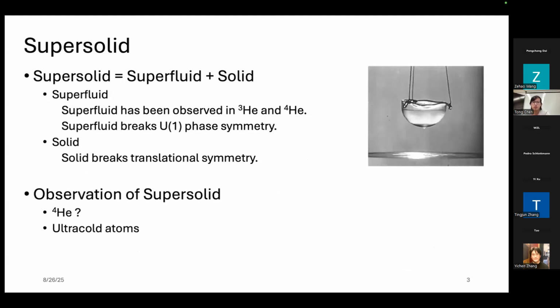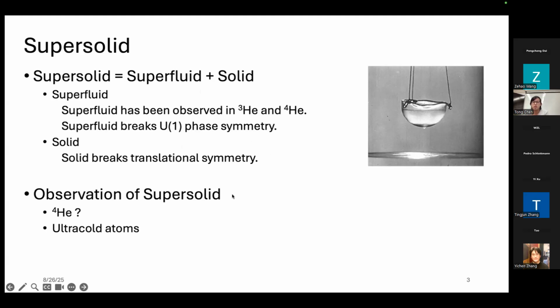So first is a little bit about the concept of a supersolid. The supersolid concept is the combination of the superfluid and the solid. Superfluid is itself a very quantum concept because it breaks the U(1) gauge symmetry, and this has been observed in helium-3 and helium-4. In Landau's phase transition theory, it's associated with the U(1) gauge symmetry breaking. And we are more familiar with the solid, which just breaks the translational symmetry. For a supersolid, if the system breaks both the U(1) and the translational symmetry, as two separate order parameters, then we say the system enters a supersolid phase.